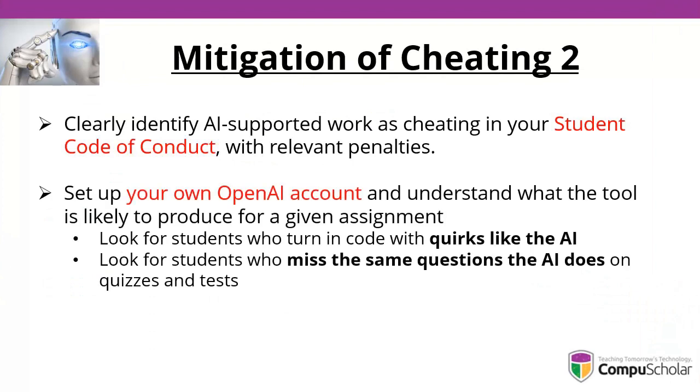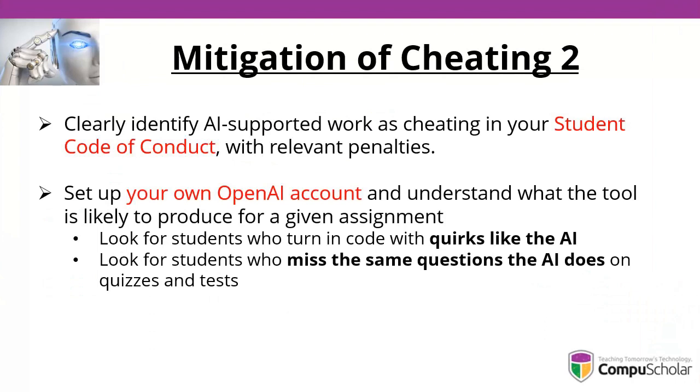And something else you can do, and you may well want to do this, is set up your own OpenAI account and just start working with it a little bit to understand what the tool is likely to do for any given assignment. So once you assign something to your students to code, copy and paste your instructions to the tool and see what it generates. And then you can look for code that's turned in with those same types of quirks, whether it's the spacing or the alignment of the curly braces or the way it writes the code, the things that it misses, the things that it gets right. If your students are substantially doing the same thing that the AI is doing all of a sudden, that's a strong signal that they're cheating.